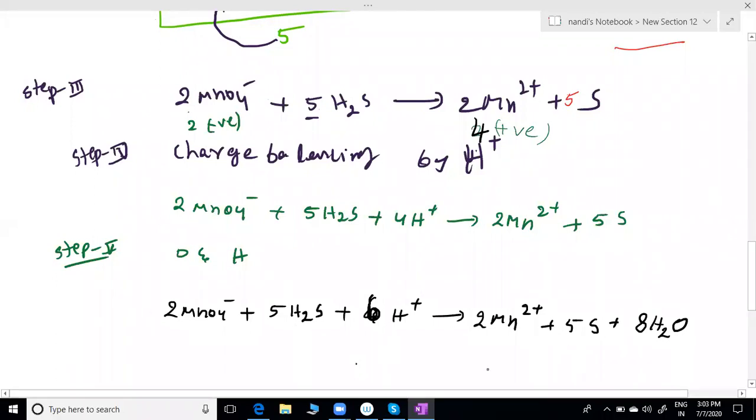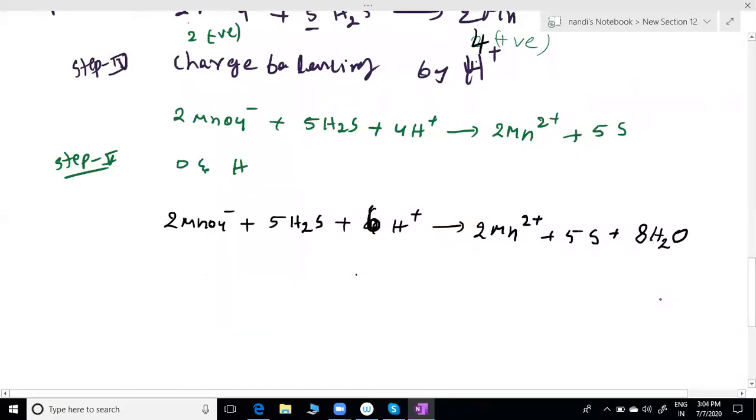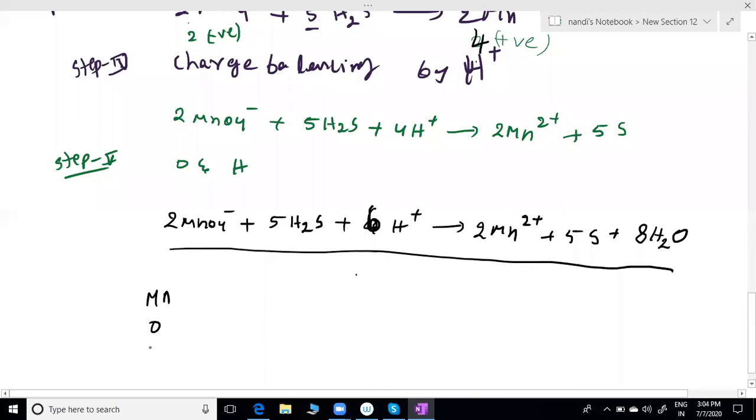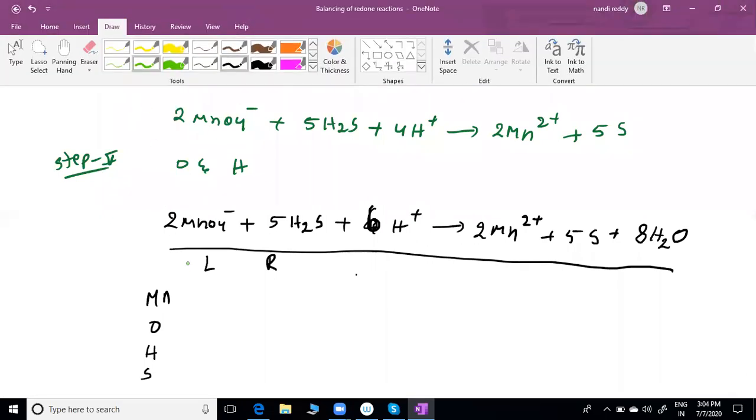Check it here. Everything is balanced or not. After balancing, to check whether it is correct or not, you have to check that left side atoms equal right side atoms. This is your expected final answer. Okay. Now Mn, oxygen, hydrogen, sulfur, you write left side and right side. Left side 2 Mn is there. And right side how many Mn can you count?